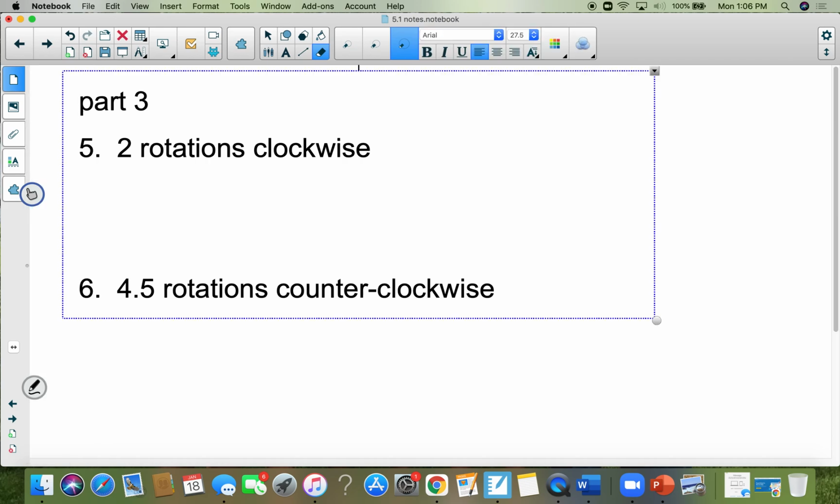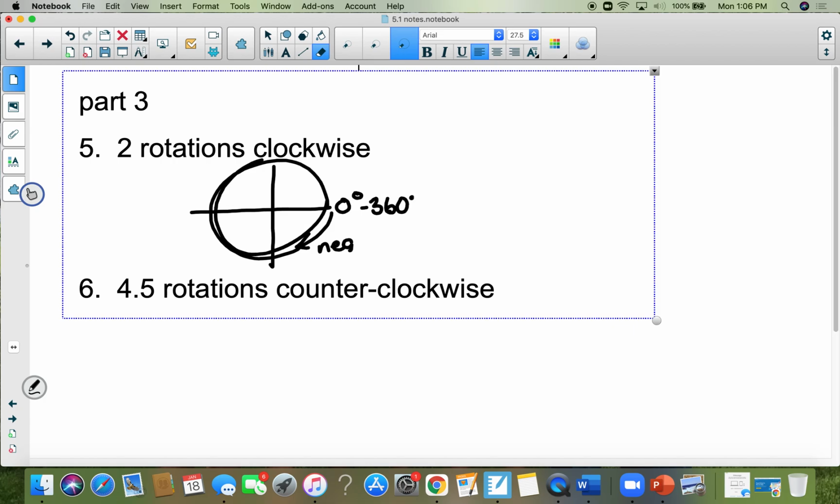Do 2 rotations clockwise. So I'm just going to draw you a picture. If you're going clockwise, this is the way a clock runs, which makes it a negative. And if you go 2 rotations around, 1 rotation is a negative 360. 2 rotations around is a negative 720 degrees. It's the same thing as 2 rotations clockwise.